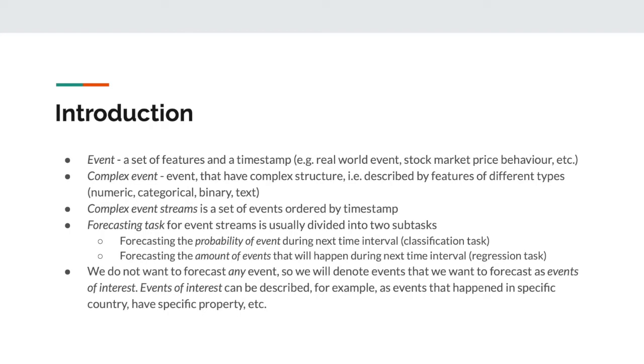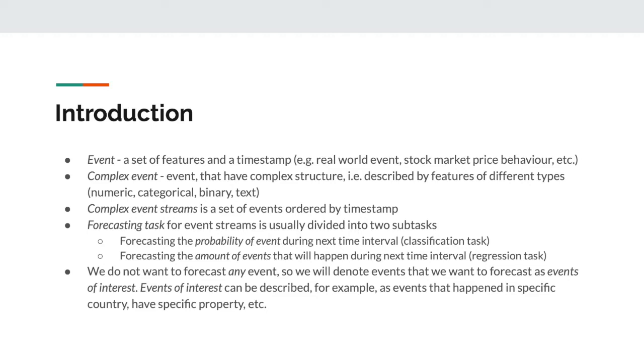First of all, let's define an event as a set of features and a timestamp. It's a very wide definition, and it covers real-world events, stock market prices, behavior, customer purchases, and a lot of other events. So a complex event is an event that has a complex structure, and so it's described by features of different types: numeric, categorical features, binary features, and text features. A stream of complex events is a set of events ordered by timestamp.